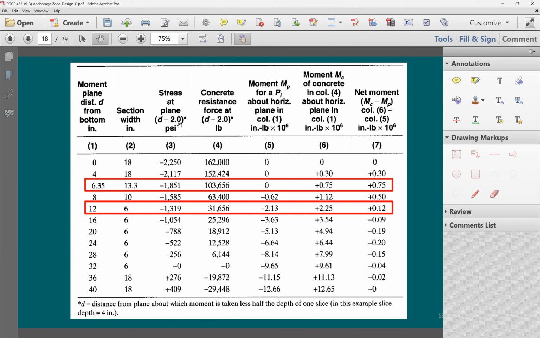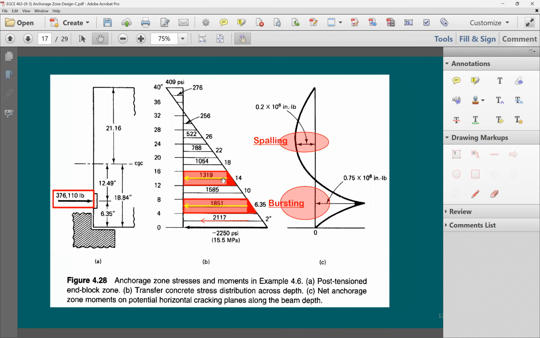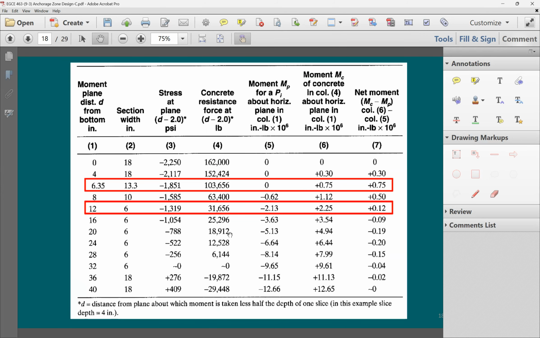How can you do this? I know the stress. I know the height of the segment is going to be 4 inches. I know that the width here is going to be 18 inch. So I should be able to come up with these forces. These forces is what I'm pointing here at. This type of forces, small forces.